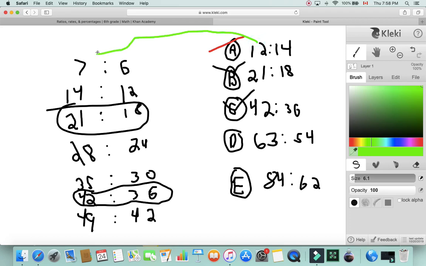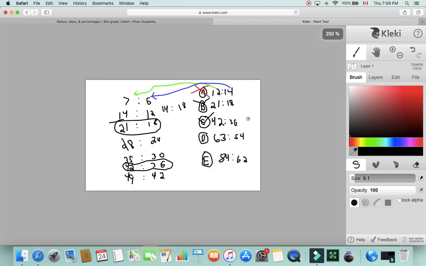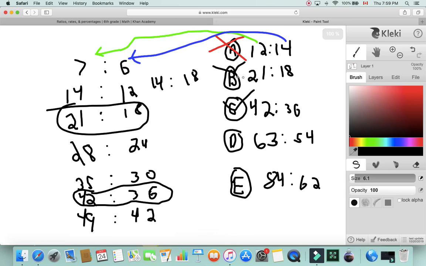We have to look into these and see if they're divisible by these numbers. The one on the left has to be divisible by 7, and the one on the right has to be divisible by 6. So that's wrong, it can't be the answer. Is this divisible by 7? Yes. Is this divisible by 6? Yes. But wait, that doesn't mean it's correct. Do you know why? Because it could say 14 to 18, and that's not one of them.